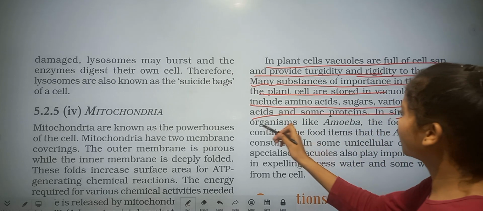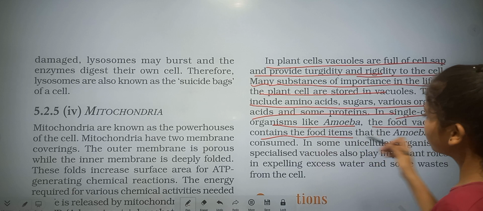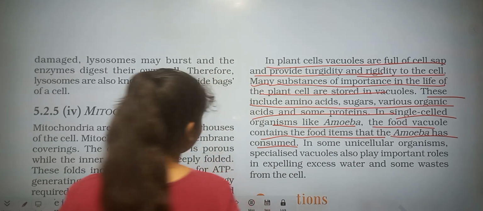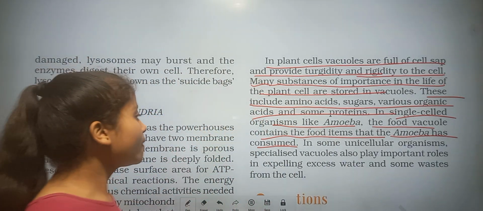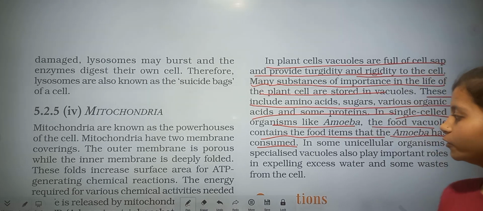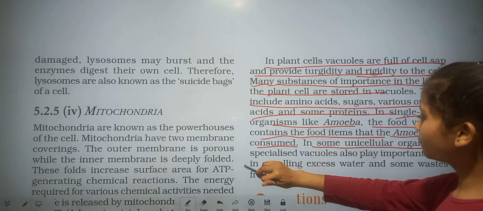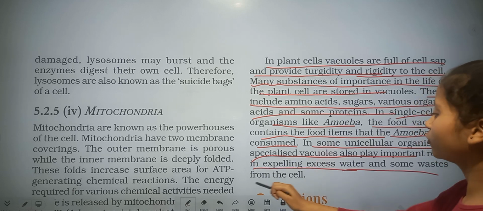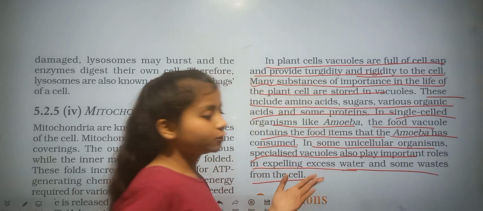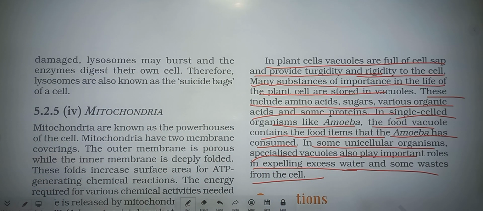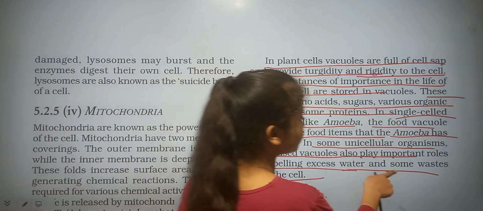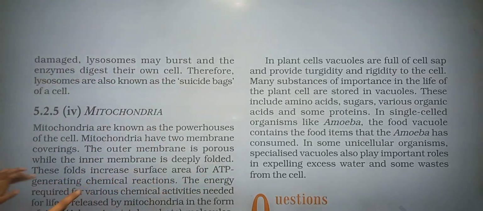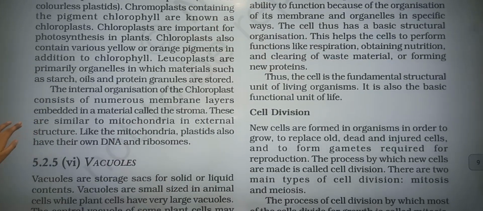In single-celled organisms like amoeba, the food vacuole contains the food items the amoeba has consumed. In some unicellular organisms, a specialized vacuole also plays an important role in expelling excess water and some waste from the cell. So this is about the vacuole.